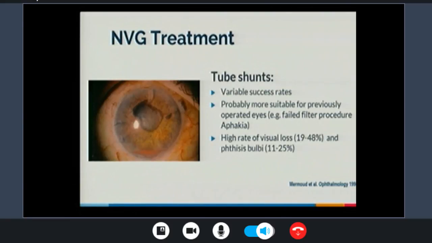And probably more suitable for, as we mentioned, those who are not fit for filtration surgery. But again, we need to remember the high rate of visual loss up to 48% and the phthisis bulbi up to 25% in these sick eyes. These are sick eyes in sick bodies. This is, of course, not the rate of these complications in ordinary glaucoma.